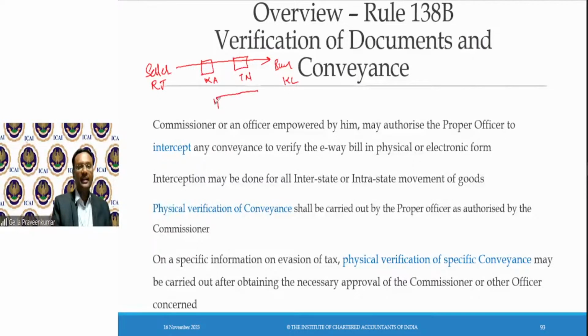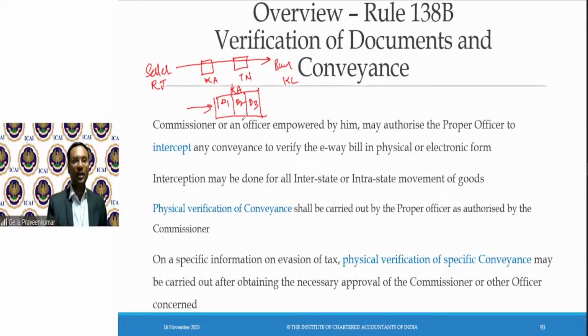Now, I'll explain the interception which happened in Karnataka. Goods entered Karnataka. In District 1, there was a stopping of the vehicle. The proper officer stopped the vehicle and said, I want to verify. I showed the documents. I moved further. I reached District 2. Again, the proper officer stopped. Some other officer: I want to verify. Again, I showed. I moved further. District 3. Again, one more proper officer stopped. Now, this is going to be harassment.